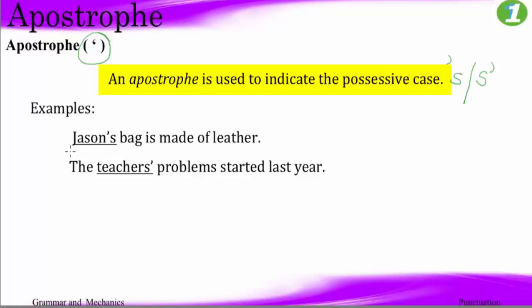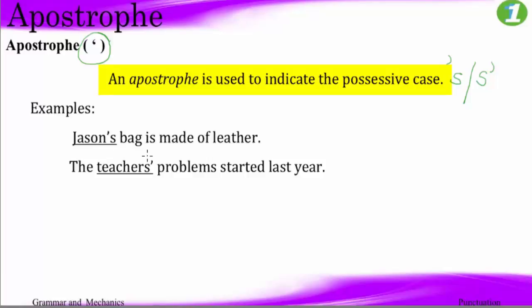Let's look at some examples. Jason's bag is made of leather. Apostrophe S. Whose bag? Jason's. So Jason here is singular. It's one person. There is no S that exists. You're going to have to add an apostrophe along with the S to show that the bag belongs to him. And in this sentence, it's telling us something about the bag.